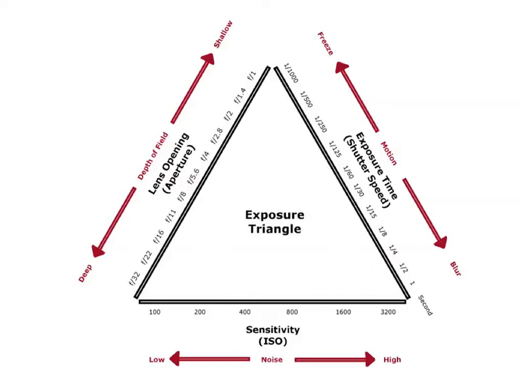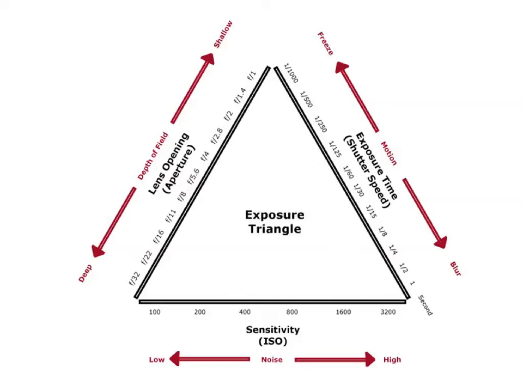So are they all functions of light? They all have to do with light. Shutter speed and aperture control how much light comes in. The ISO, or sensitivity, controls how much you amplify the given amount of light that's already in your camera. So shutter speed and aperture control how much light comes in, and ISO controls your amplification of that.